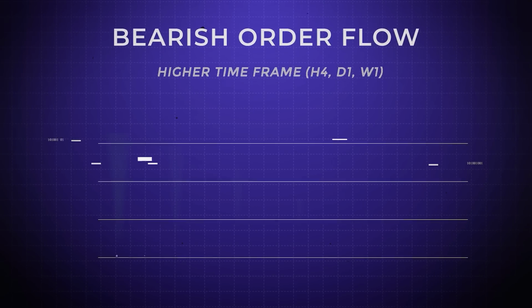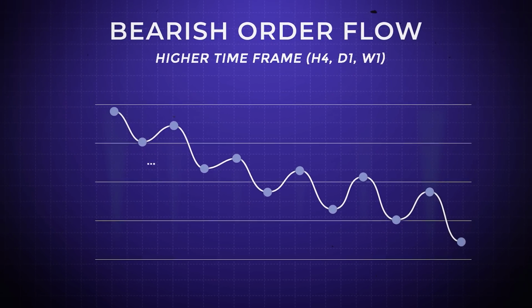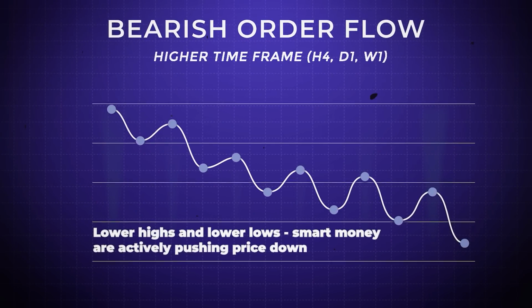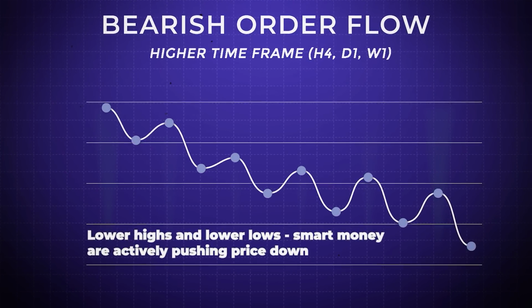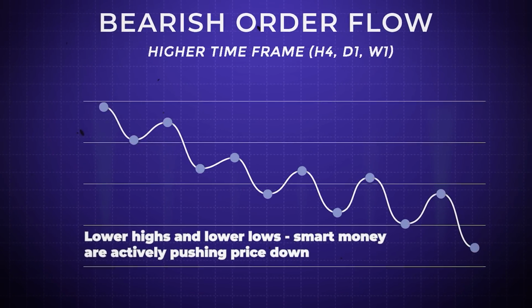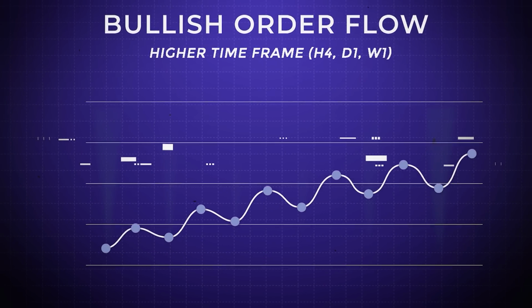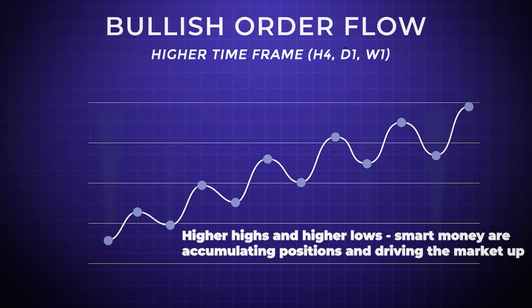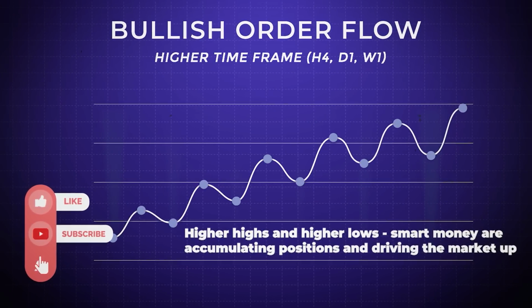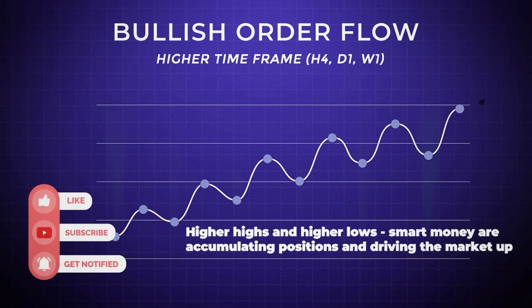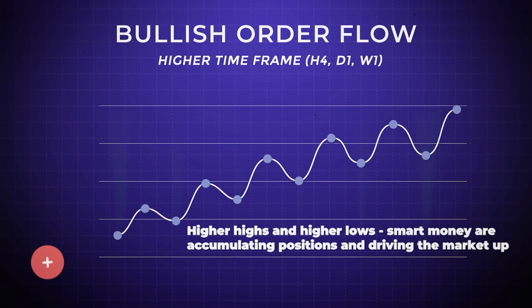If you see that price is making lower highs and lower lows, then the order flow is bearish. This means that the big players in the market are actively pushing price down. If you see price making a series of higher highs and higher lows, then the order flow is bullish. In this case, the smart money are accumulating positions and driving the market up.